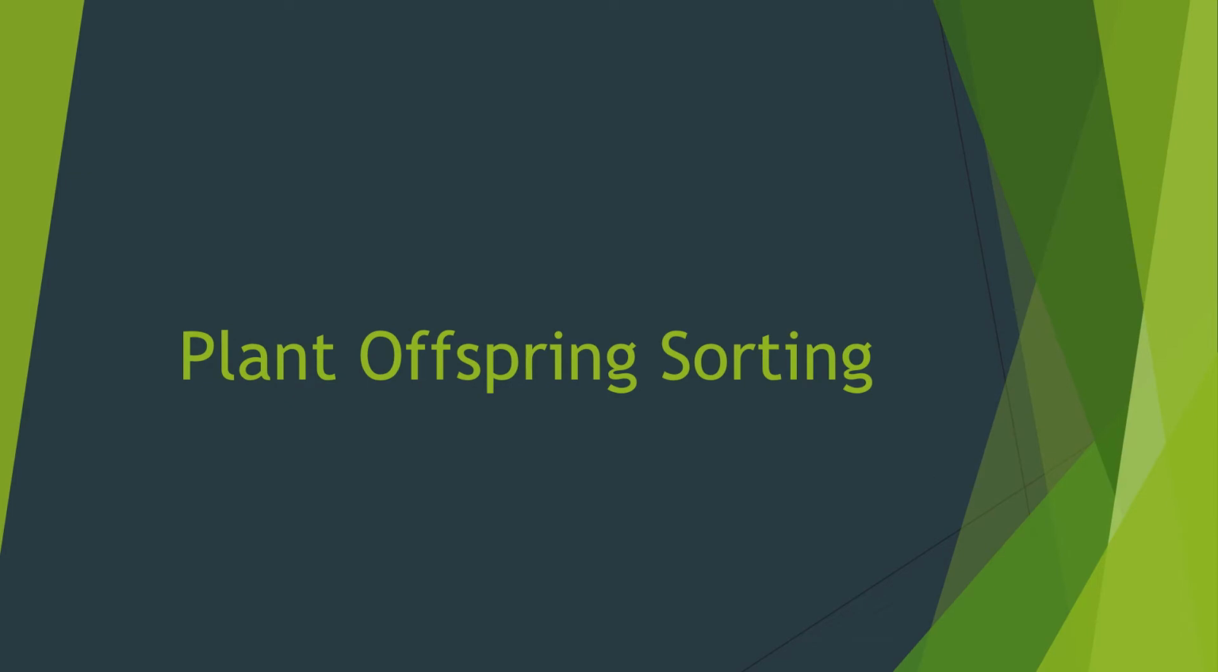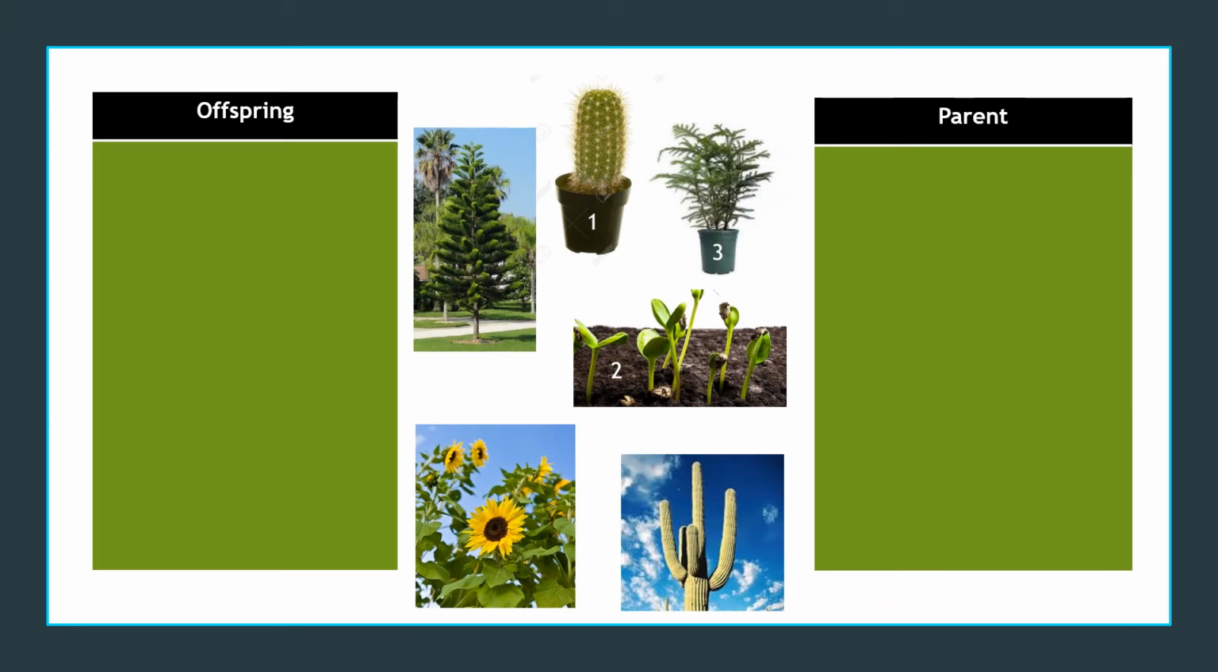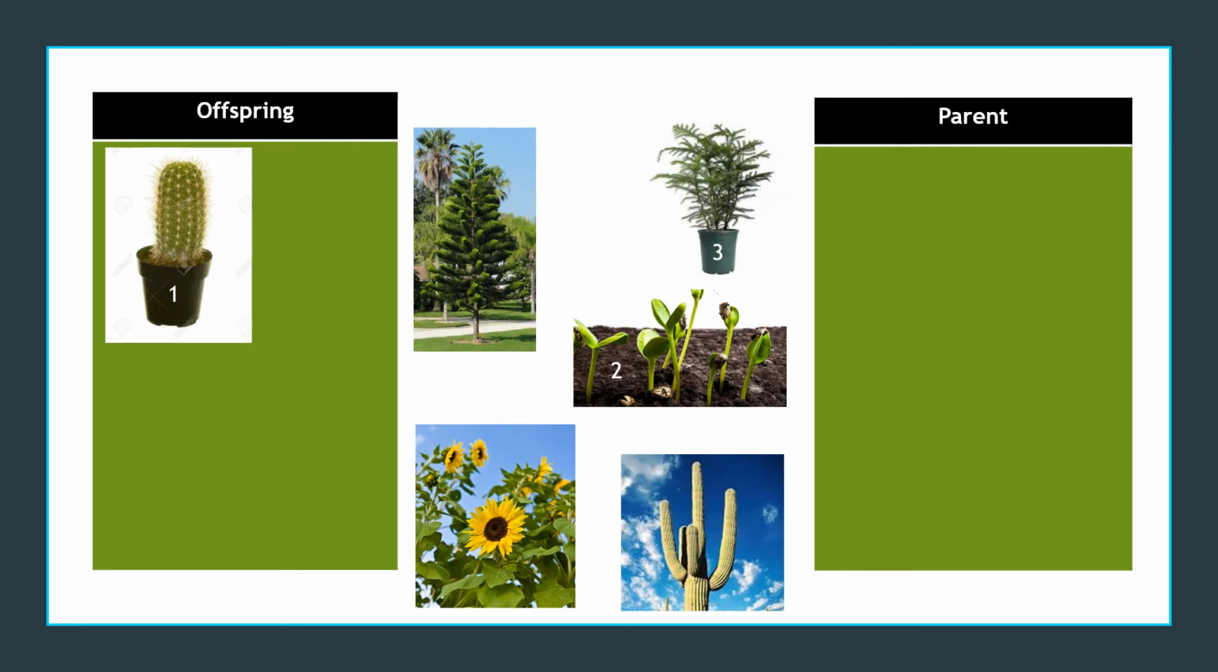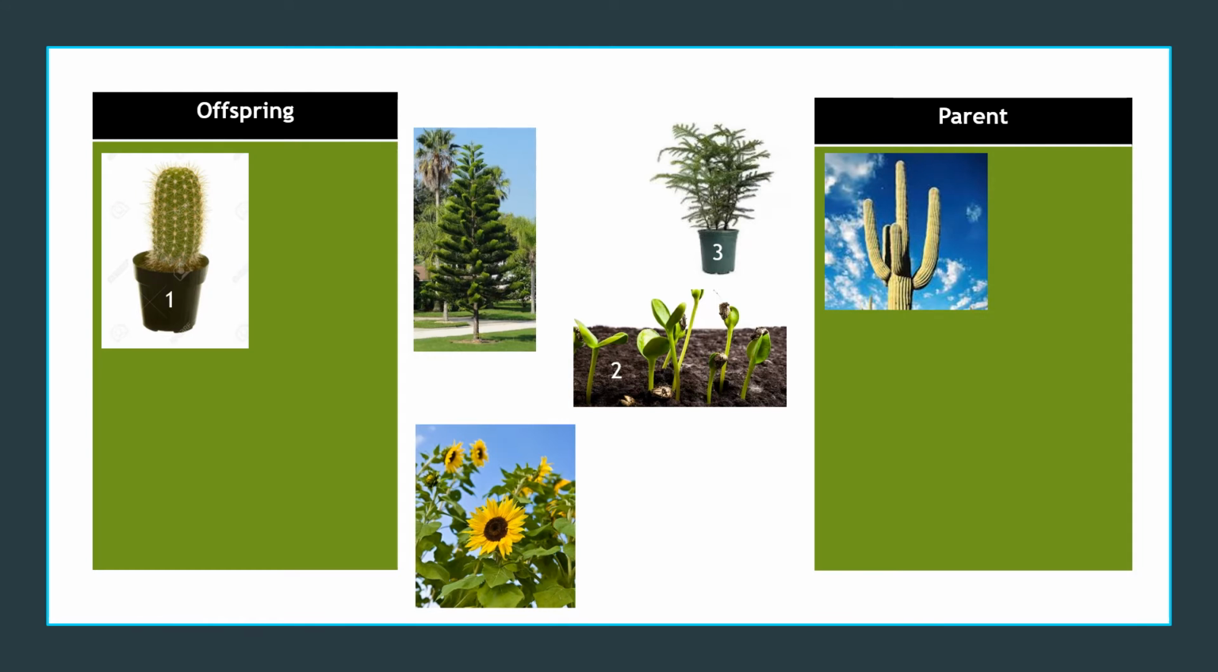Plant offspring sorting. All right, remember we did this with animals. Now I'm going to take a baby plant, an offspring. Look at that one. Now, which one does it look like there? It doesn't look exactly like it because this one's older and bigger and has more branches. But definitely, it's a cactus and it belongs with the big cactus.